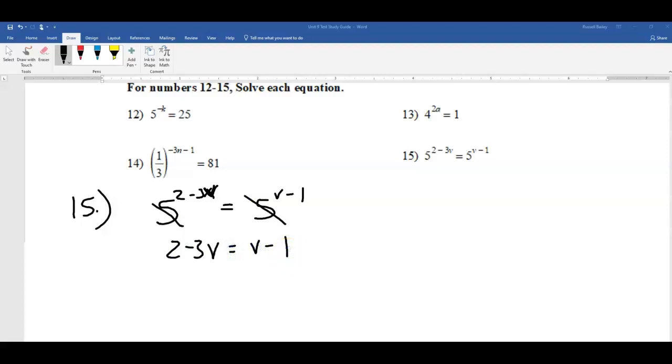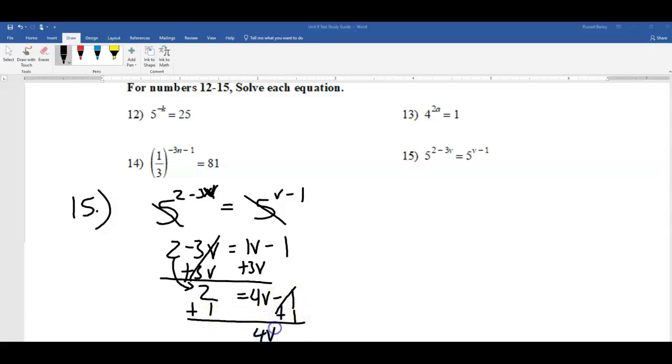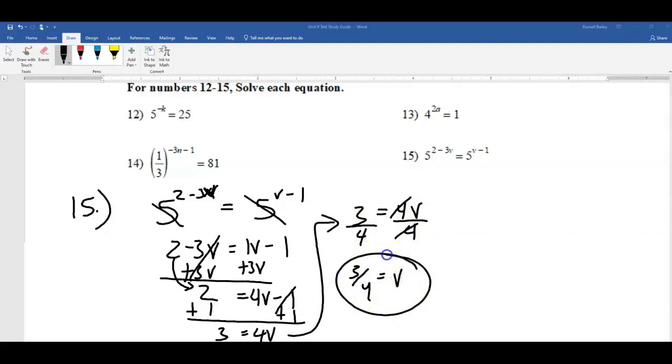and solving. For this one, I would put my v's together first by adding 3v to both sides. 1v plus 3v is 4v. Those cancel out. Bring down your 2. Next, we're going to add 1 on both sides. And then I have 3 equals 4v, so we're going to divide both sides by 4. 3/4 would be our final answer there.